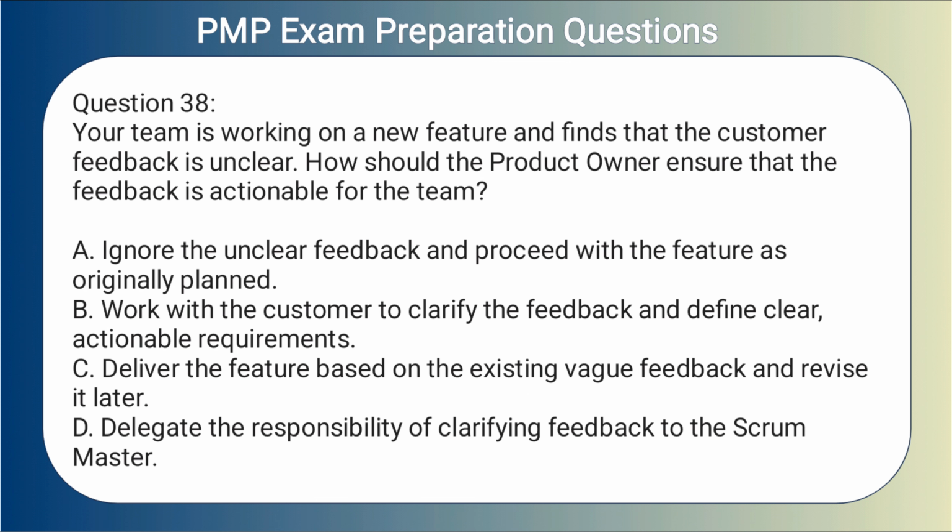Question 38. Your team is working on a new feature and finds that the customer feedback is unclear. How should the product owner ensure that the feedback is actionable for the team? A. Ignore the unclear feedback and proceed with the feature as originally planned. B. Work with the customer to clarify the feedback and define clear, actionable requirements. C. Deliver the feature based on the existing vague feedback and revise it later. D. Delegate the responsibility of clarifying feedback to the Scrum Master.